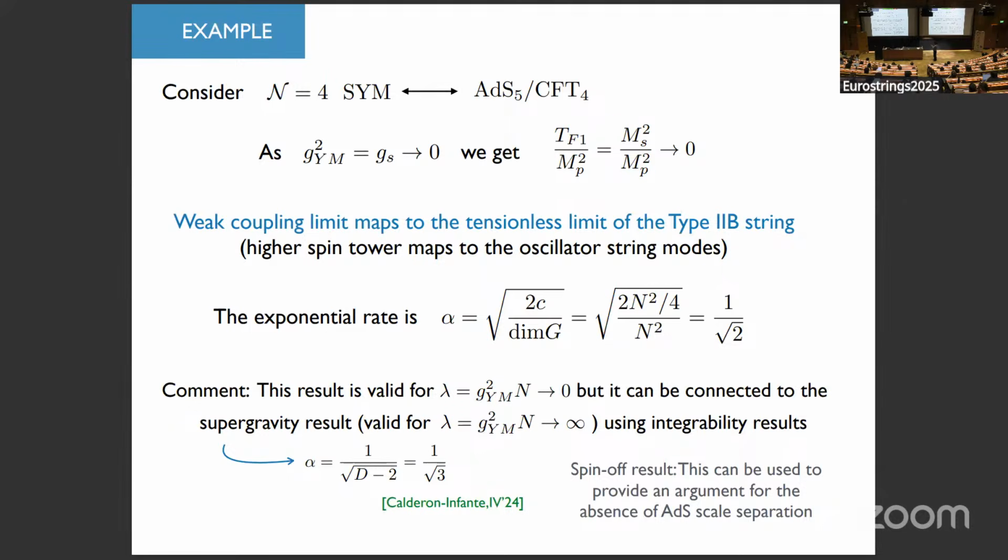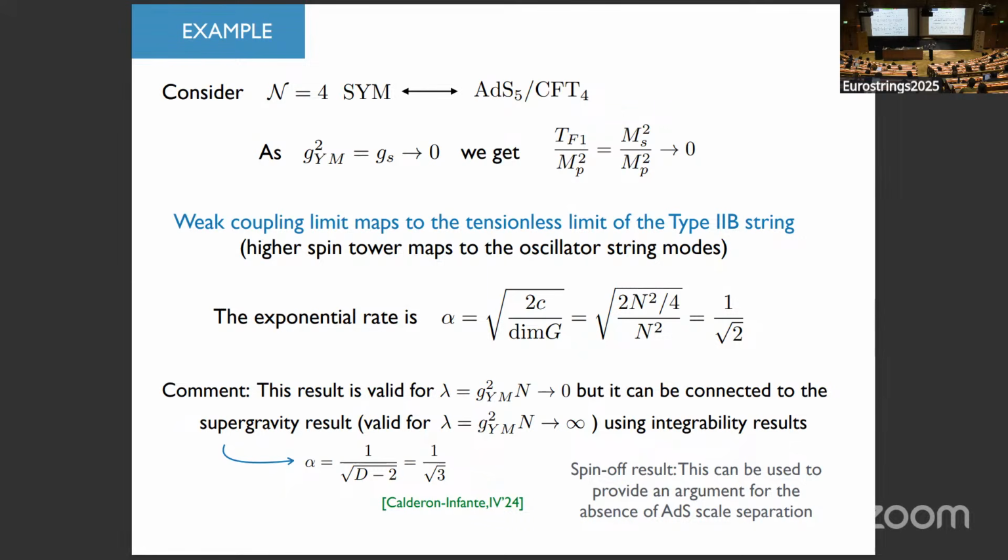You can ask me about this later if you are interested, but I just want to remark that it's important to keep in mind that this result is valid in the perturbative regime of the CFT. So this is small 't Hooft coupling. It can be connected to the supergravity result that we would obtain at large 't Hooft coupling. And we actually do this carefully in the paper with Jose using integrability results.